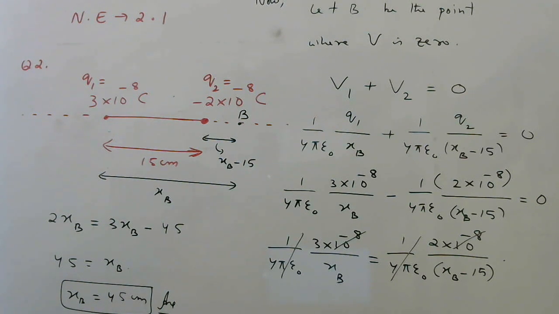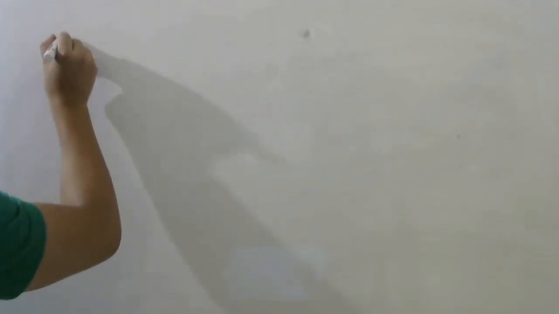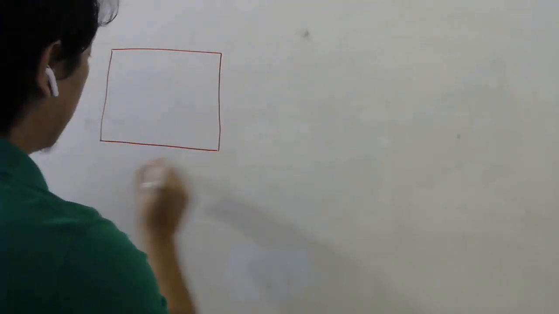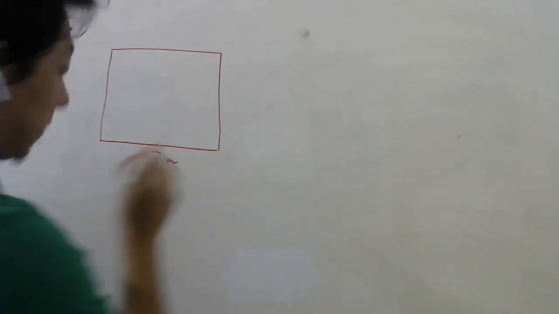Now let us go for the third question. It says calculate the electric potential at the center of a square of side root 2 meter, having charges. They have given you 4 charges. Okay, let's draw the diagram. So question number 3. There is a square, and the side of the square is root 2 meter.